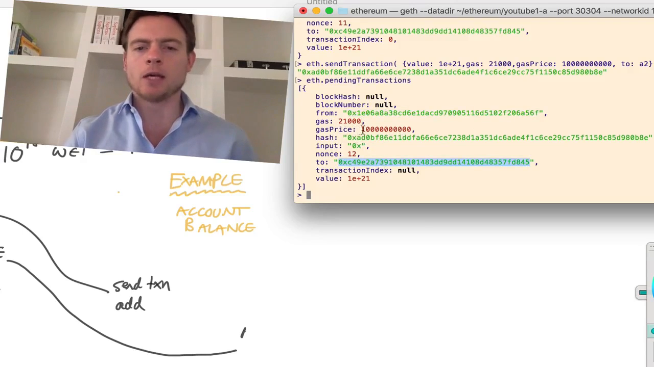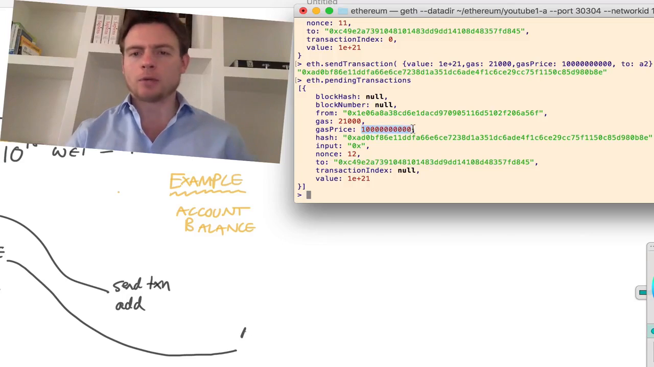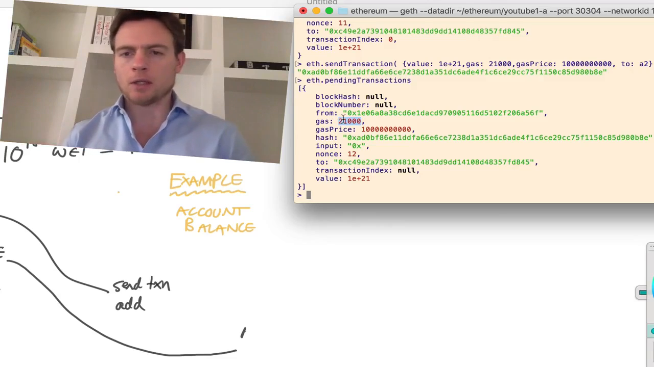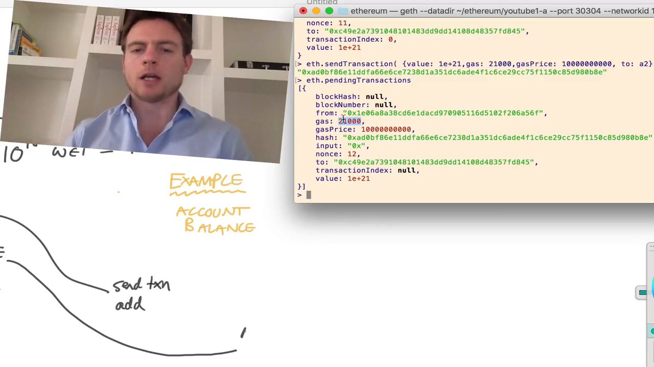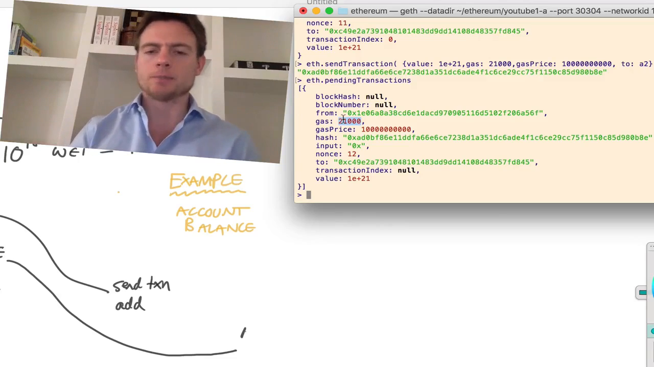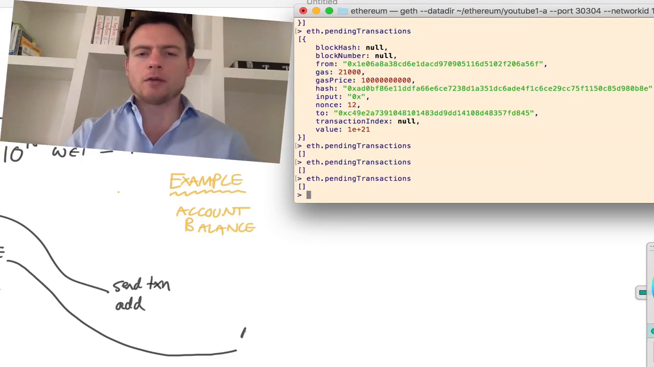Nothing's changed, except now we've overridden the default gas price, right? But the gas is the same, because we know if we specify a lower amount of gas than 21,000, the transaction is not even going to go over the network, because our client knows that is not enough gas to send a transaction, right? That transaction's finally gone through, so it's perfectly fine.